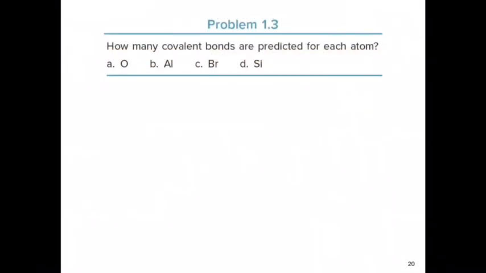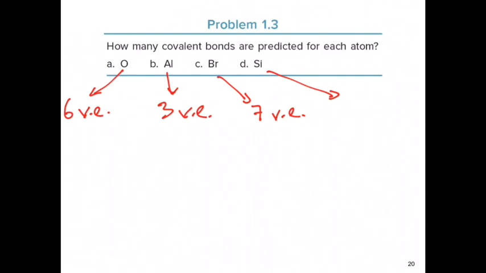Here's problem 1.3. How many covalent bonds are predicted for each atom? So this will depend on the number of valence electrons. So let's take a look at the number of valence electrons for these elements first. So oxygen is in group 6, so it's got 6 valence electrons. Aluminum is in group 3, so it has 3 valence electrons. Bromine is a halogen, so it has 7 valence electrons. And silicon is right below carbon, and so it has 4 valence electrons.